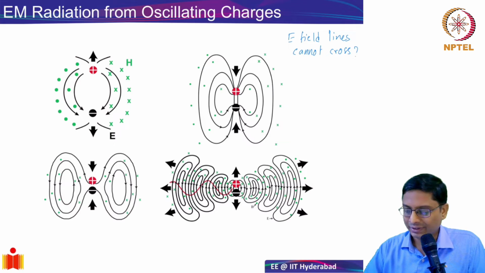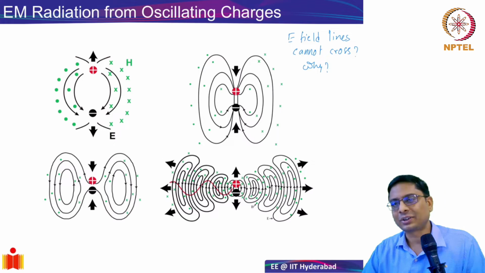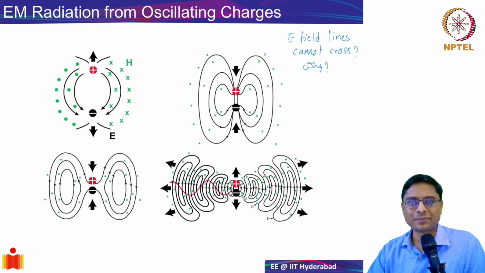So I have some students here, so let me just ask them. Why do you think the electric field lines cannot cross? Any answers?